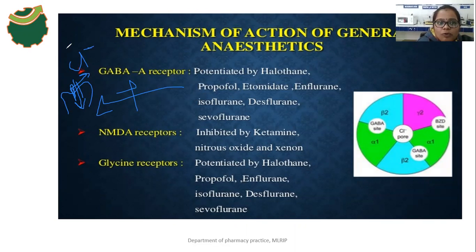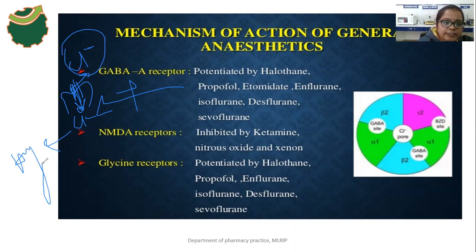As a result of the opening of the chloride ion channel, there is an influx of chloride ions. So the negative charge within the cell increases, and that leads to hyperpolarization within the cell. What does that mean? There is no transmission of signals between the two neurons, from neuron to another neuron or neuron to muscle cells.